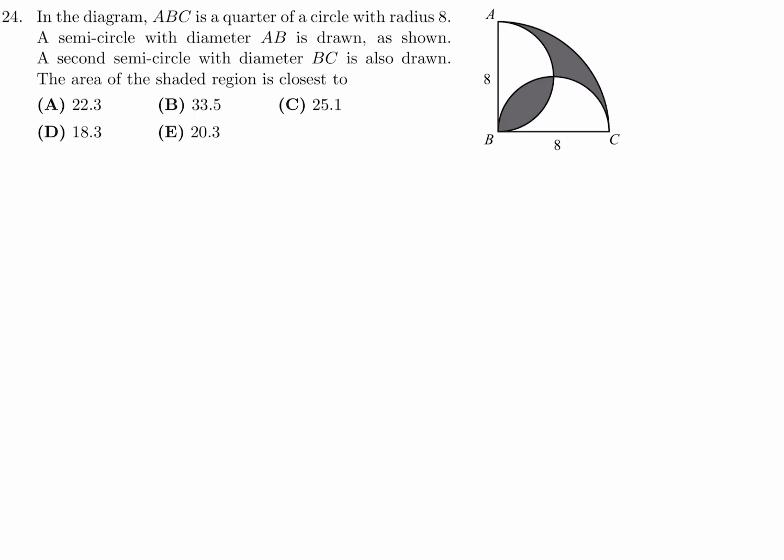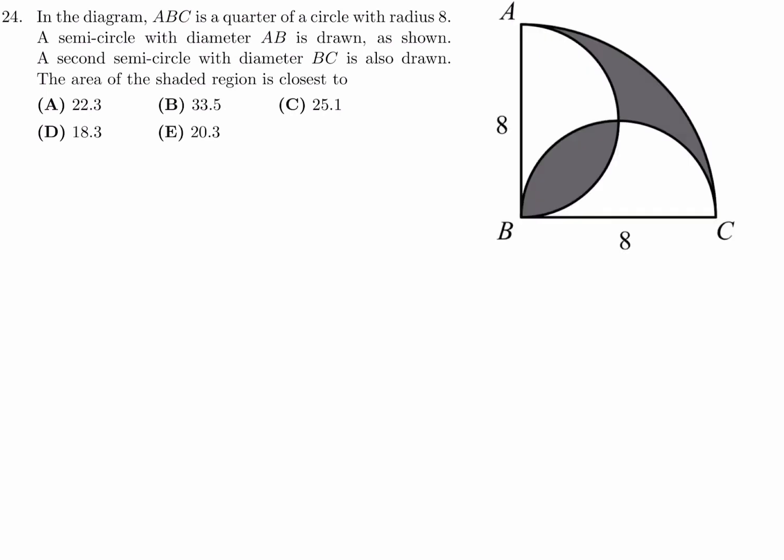In the diagram, ABC is a quarter of a circle with radius 8. A semicircle with diameter AB is drawn as shown. A second semicircle with diameter BC is also drawn. The area of the shaded region is closest to... This diagram is at the heart of the question, so let's concentrate on it. The first thing I'm going to do is draw a line from B all the way through to cut that shape in half. And when you do, things will start to come into focus.